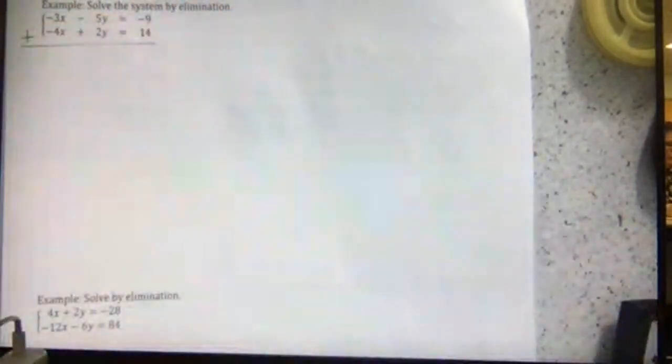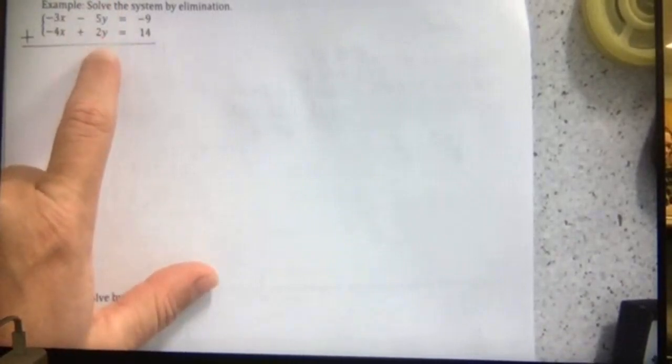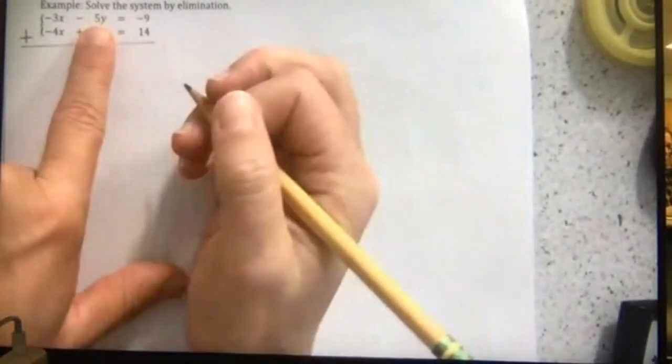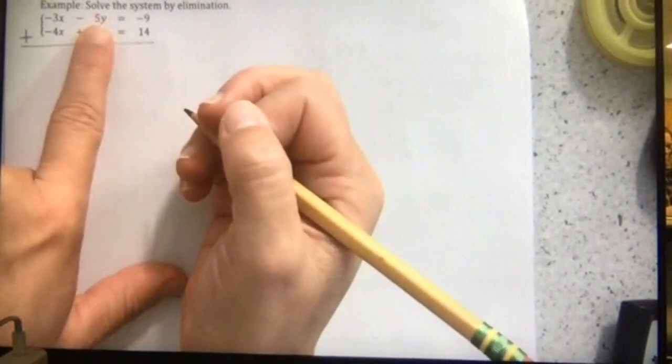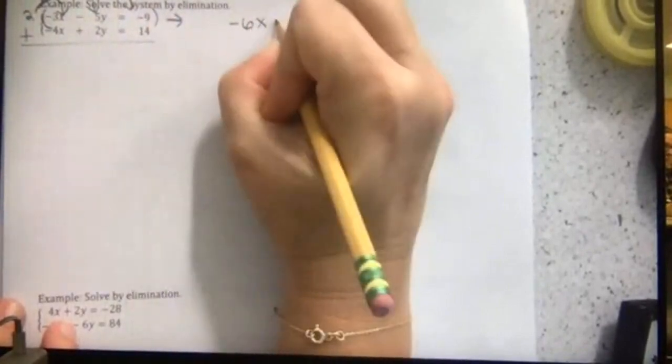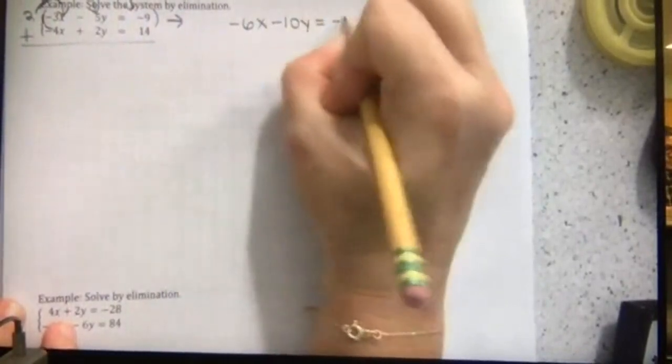Just by looking at this, if I add these two lines together, x isn't going to cancel, y is not going to cancel. But if I had, let's say, -10y and +10y, I chose y's because one's already positive, one's already negative, then those would cancel. -10y plus 10y would eliminate. So let's make this first one -10y. In order to make this -5 into a -10, I need to multiply everything on both sides of the equation by 2. That will give us -6x minus 10y equals -18.